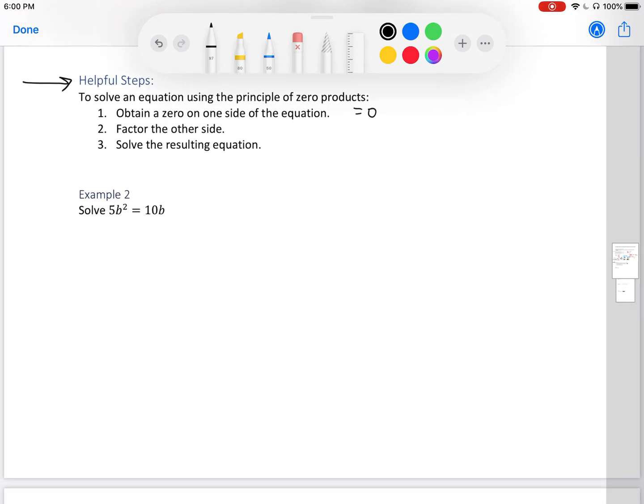Example 2, solve 5b squared minus 10b. Same idea. We have our steps here. We first want to set it equal to 0, factor, and then solve. So let's go ahead and set it equal to 0. I want to make that be 0, so I subtract. What we do to one side, we do to the other. So we're left with 5b squared minus 10b. I can't combine those terms, but we can factor. So let's go ahead and factor.